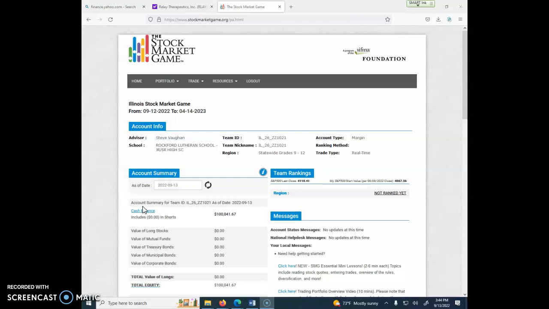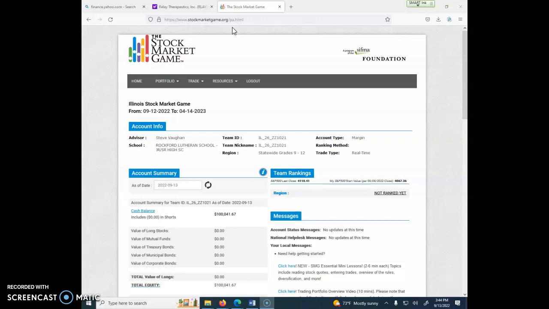I have right now on the screen the home page for the stock market game. If you look up at the URL, it's stockmarketgame.org. That's kind of a long URL to type out. I always get to the stock market game by typing www.smgww.org. That's another way to get to the site. SMG stands for stock market game. WW stands for worldwide.